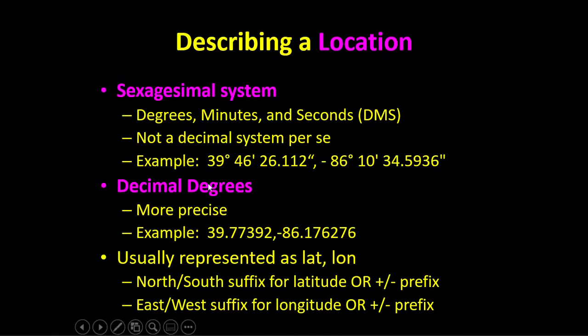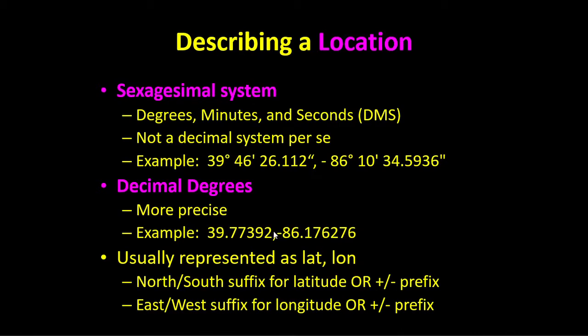Even further, you'll see locations that use decimal degrees to denote and define a location. This is going to be a little bit more precise. And so here's the same example. I took those particular values here and just converted them to decimal degrees. And so now 39.77392, comma, negative 86.176276. This is, I believe, the exact location of the IUPUI Campus Center.